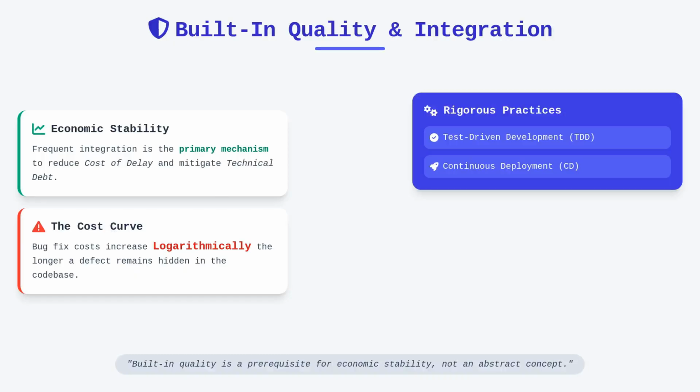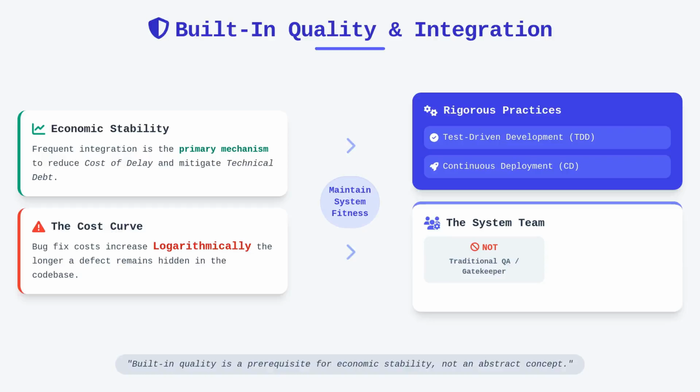By implementing rigorous technical practices like test-driven development and continuous deployment, the art ensures that the system remains at a high degree of fitness. Do not confuse the function of a system team with a traditional QA department. The system team is responsible for building and maintaining the development environment and the infrastructure that supports the continuous delivery pipeline. They are enablers, not a gatekeeper, for the rest of the teams. Understanding this distinction is necessary when you are presented with questions about who is responsible for overall system health and integration testing.